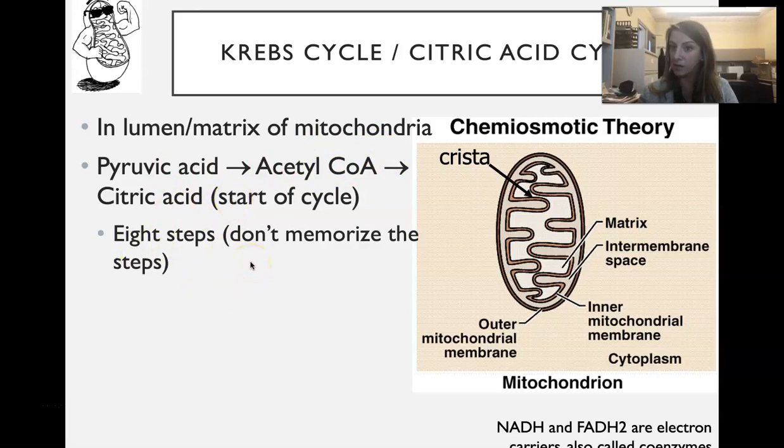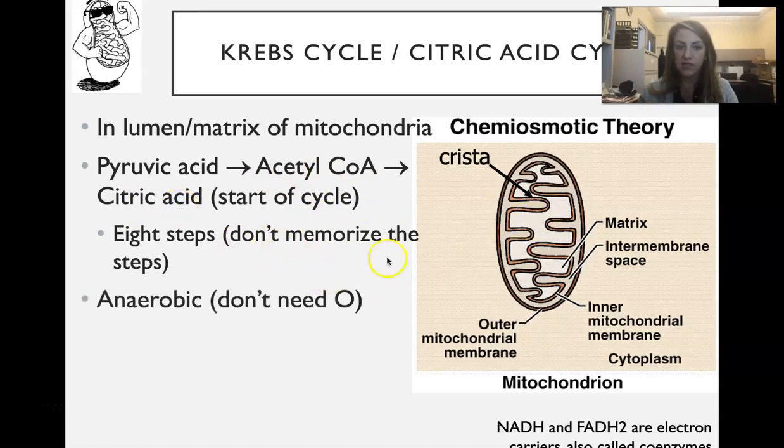You don't need to memorize the steps. I want you to focus on what's happening here. So you're putting in pyruvic acid, turning that into acetyl-CoA, and putting acetyl-CoA into this cycle. And this is going to happen twice per glucose molecule, because remember, you made 2 pyruvic acids out of glucose. So we're making 2 3-carbon molecules here that we're putting into this cycle.